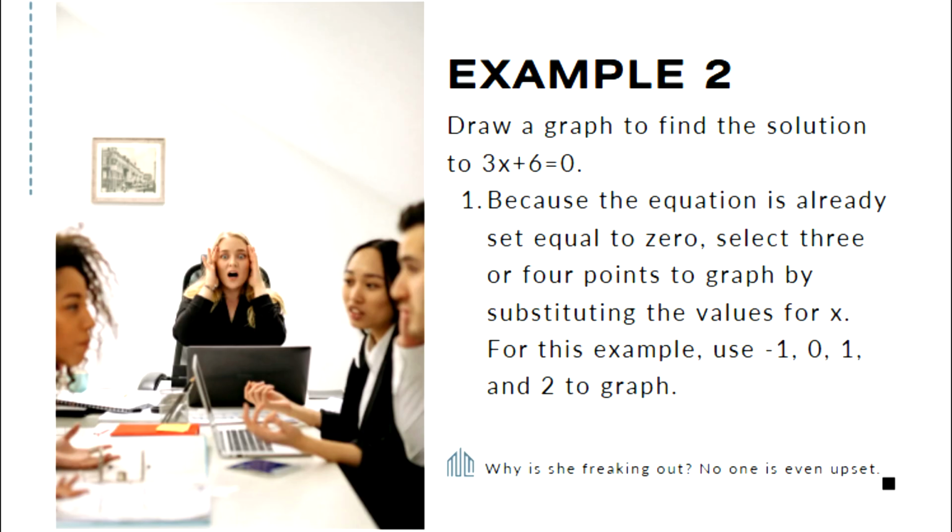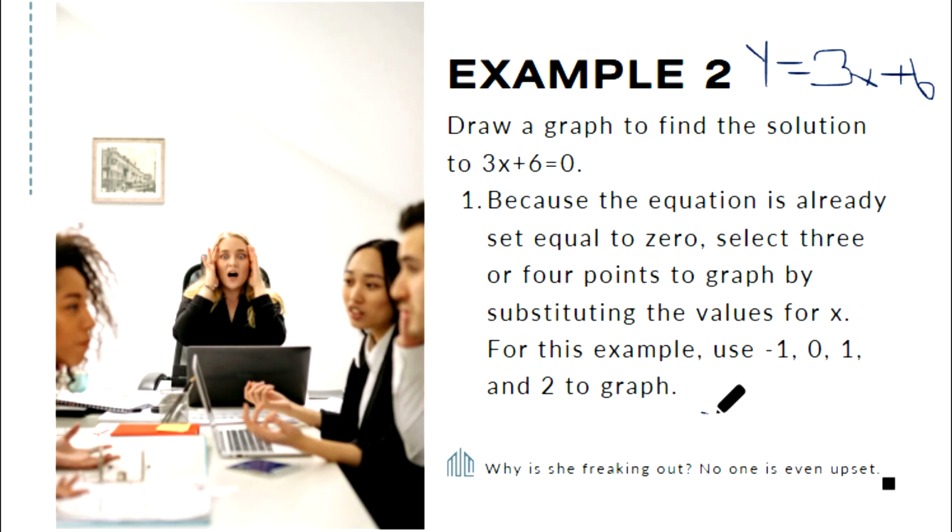Example 2. Draw a graph to find the solution to 3x plus 6 equals 0. Now, you can go through and do all the table, or you can go to GeoGebra.com and enter y equals 3x plus 6 and let it do the work for you. Because the equation is already set equal to 0, select 3 or 4 points to graph by substituting the values for x. For this example, use negative 1, 0, 1, and 2 to graph.